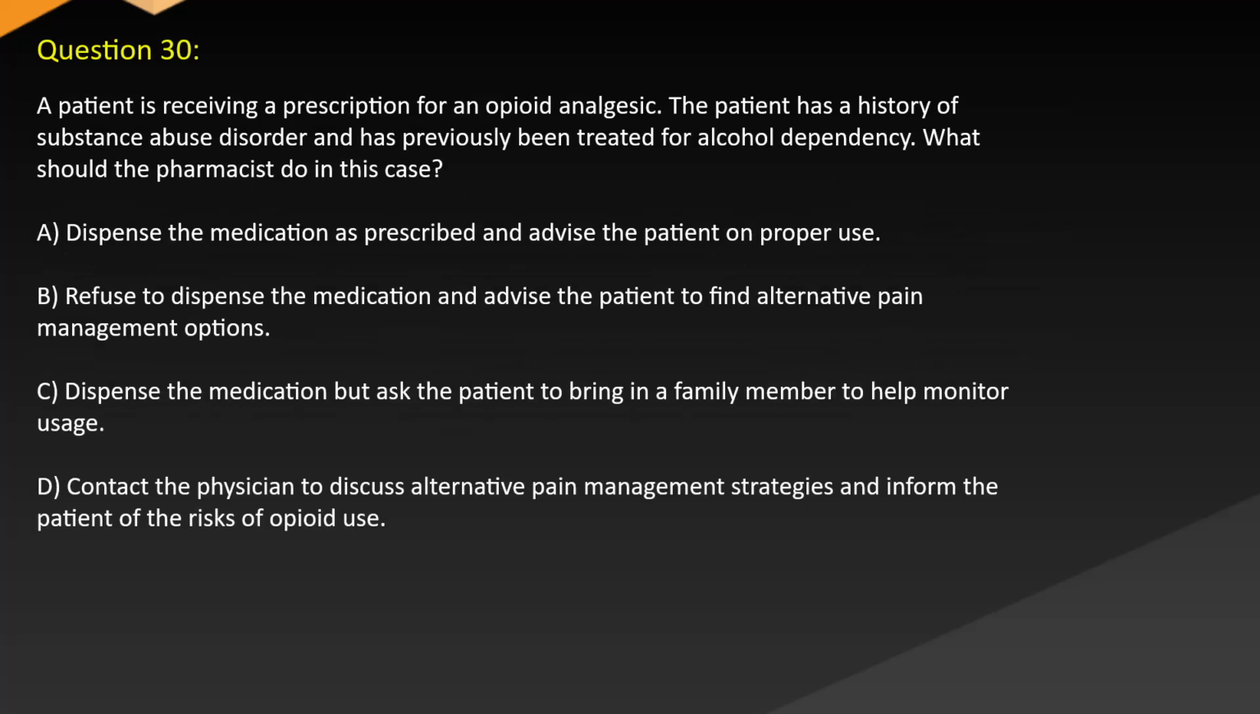Question 30. A patient is receiving a prescription for an opioid analgesic. The patient has a history of substance abuse disorder and has previously been treated for alcohol dependency. What should the pharmacist do in this case? A. Dispense the medication as prescribed and advise the patient on proper use. B. Refuse to dispense the medication and advise the patient to find alternative pain management options. C. Dispense the medication but ask the patient to bring in a family member to help monitor usage. D. Contact the physician to discuss alternative pain management strategies and inform the patient of the risks of opioid use.